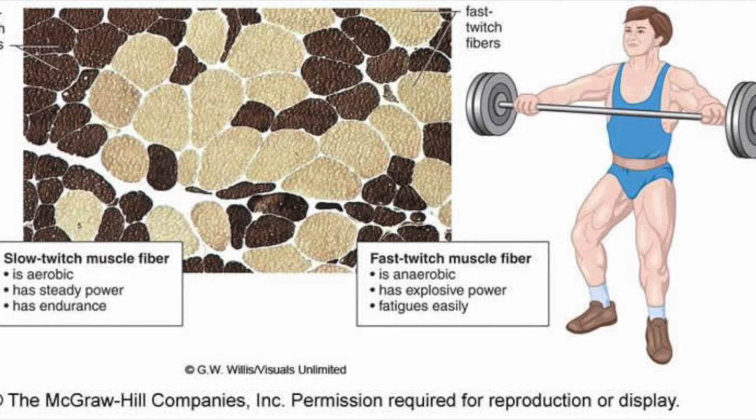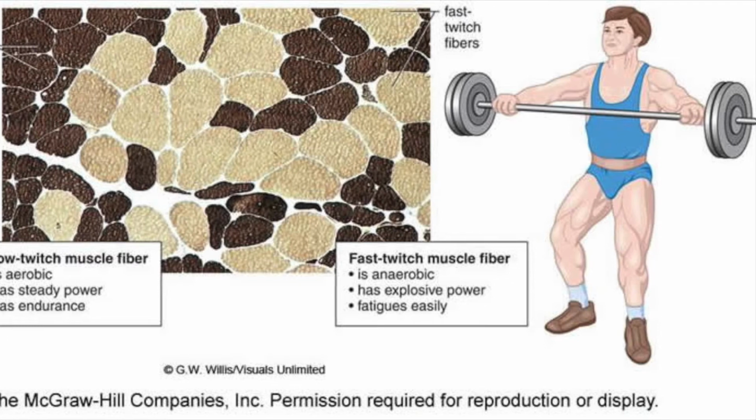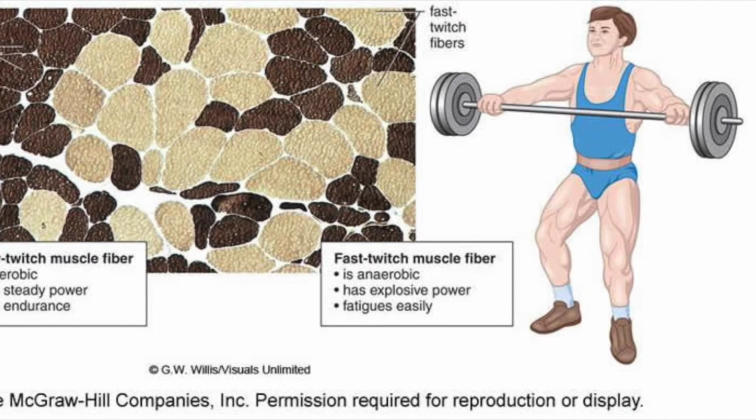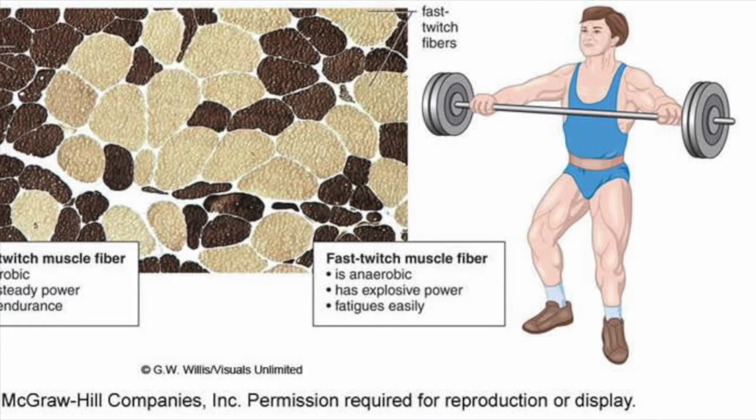Slow and fast twitch fibers both exert the same amount of energy when they fire, but the difference is that fast twitch fibers can fire much more rapidly than slow twitch fibers.